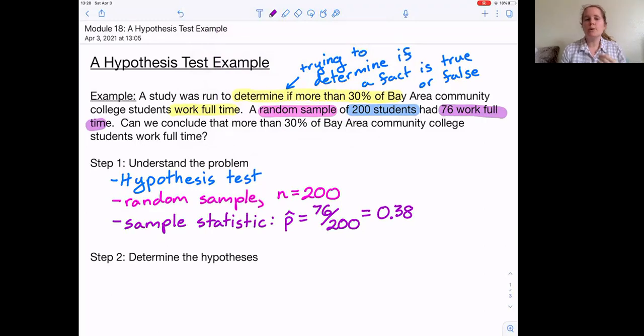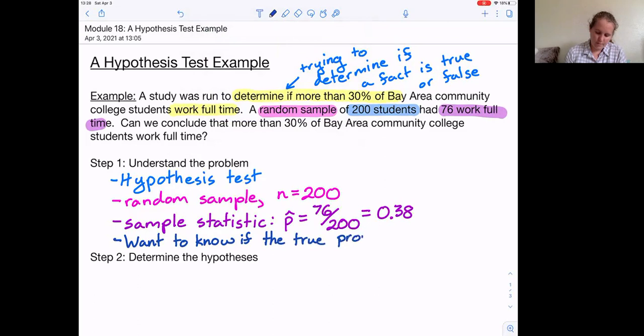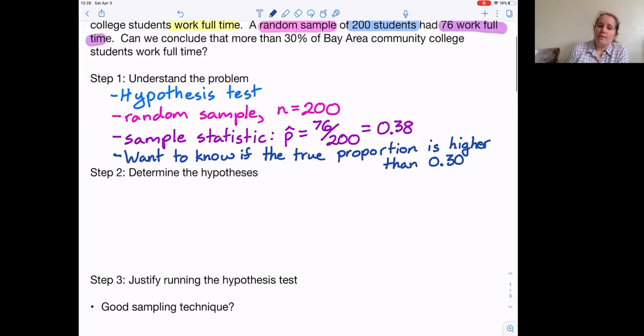And then we are trying to determine if the actual population proportion is higher than 30%. So if the true proportion is higher than 0.30. So this is sort of our base information. Next thing we want to do is to determine our hypotheses.